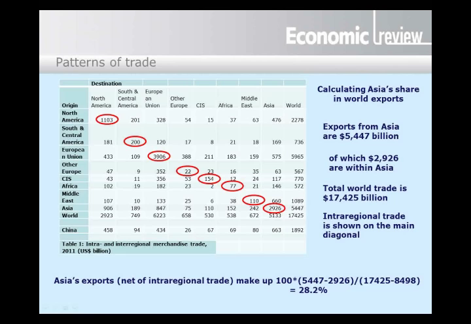Now, the data on within trade are important and show some interesting things that are going on. For example, notice that for the European Union, the intra-regional trade is highly significant at $3,906 billion. And of course we would expect that because there's a lot of trade between European countries.